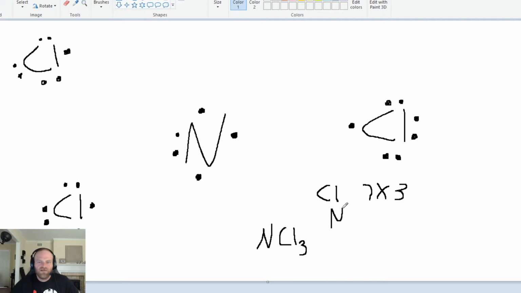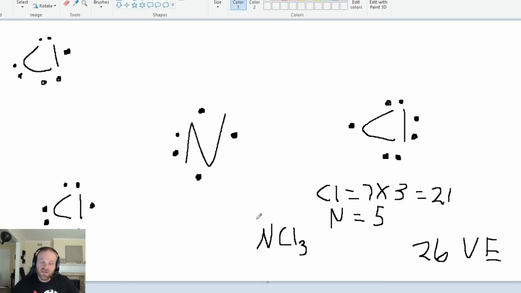Chloride and then nitrogen equals 5. Chloride is 7 times 3, which equals 21. So I have 26 total valence electrons in this compound. Okay? If there's no charge, if they didn't put a minus or a plus right there, then you're just going to have whatever number of valence electrons each atom should have. Once you see a minus or a plus, that means you're adding or taking away electrons after the fact. Alright, so now we got 26 valence electrons.